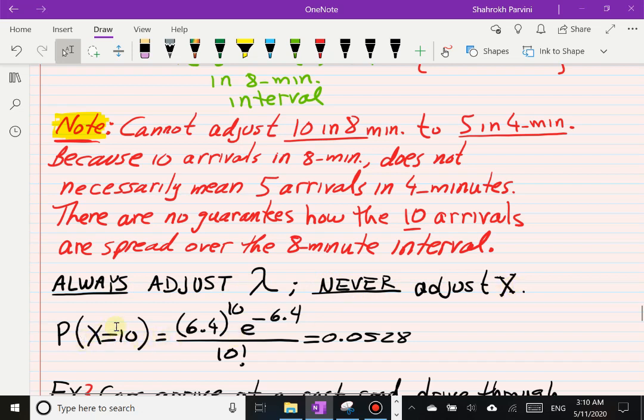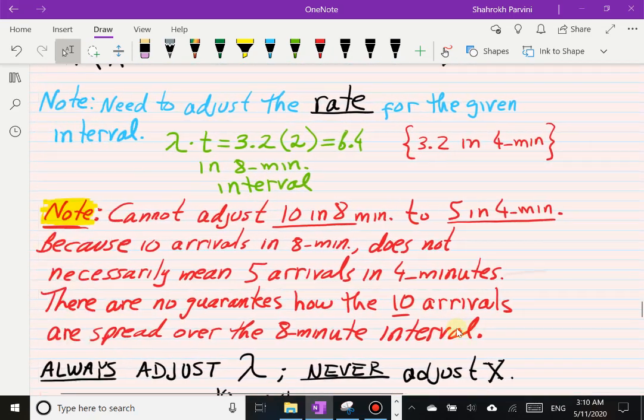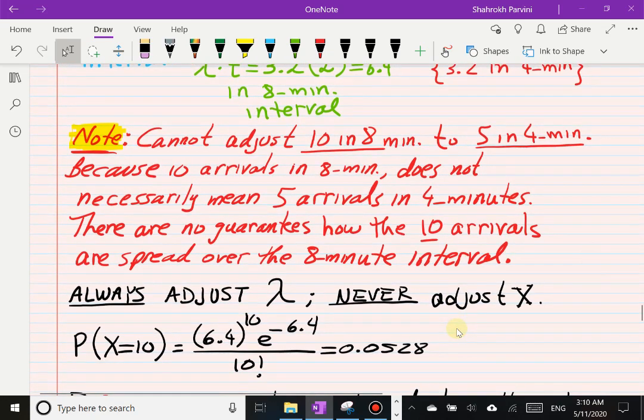And that's what I did. So probability of 10 in 8 minutes, that means lambda in 8 minutes, you would expect 6.4 customers. So I worked this one again on a calculator. I got 0.0528. Okay. And no, I didn't do that in Minitab. But that's okay. You can try it if you like to.